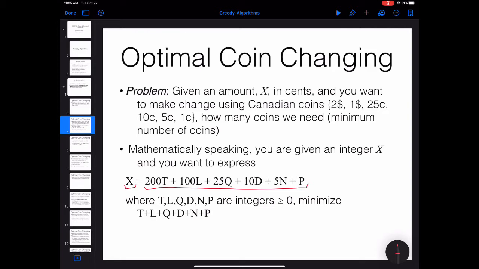The thing is, because I have 1 penny, every amount of money that you have, you can change it. You can write it using a polynomial expression like this. And now the question is that I wanted to find all these numbers T, L, Q, D, N, and P so that the summation of these numbers is going to be minimized. This is the problem. I just rewrote the problem in a mathematical way.